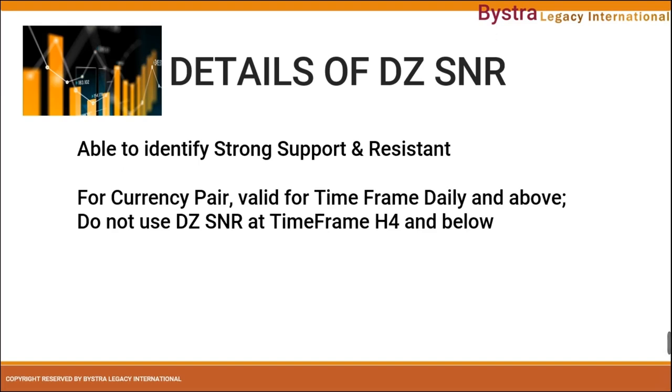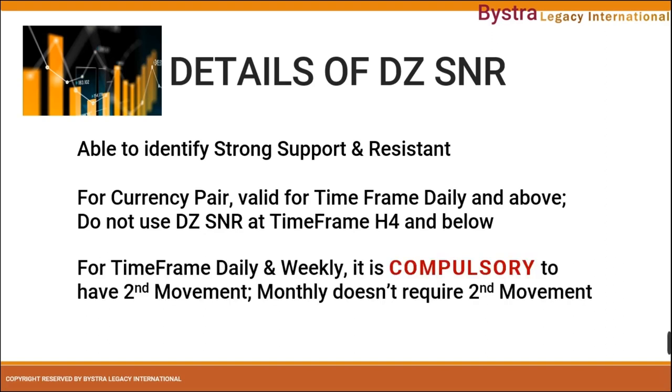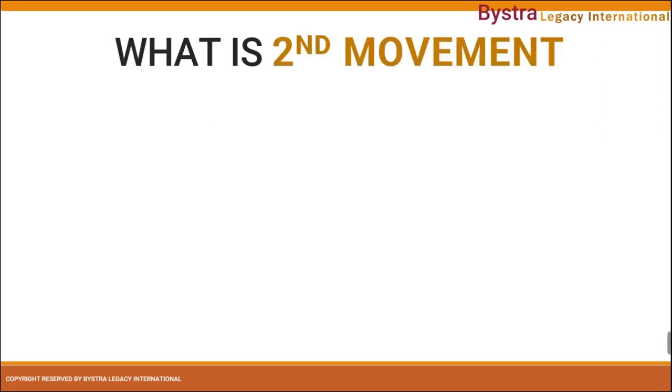So guys, for any normal currency pairs, do not use it at the time frame of H4 and below. Price will just break out very easily. Now, for time frames daily and weekly, it is compulsory to have the second movement, whereas the monthly time frame doesn't require the second movement. What is that? I will show you in the next slide.